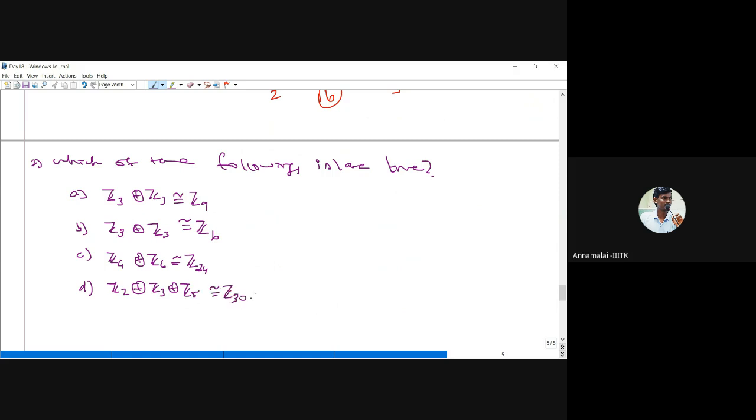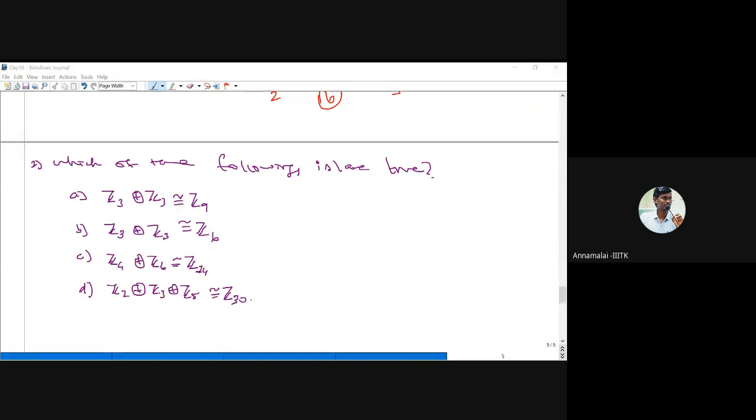Now, what is the correct answer? Please type in the chat box which one is correct. We know the theorem. Does anyone know the answer? Use the previous result. We know that the Cartesian product Zn cross Zm is isomorphic to Z of the product of the two numbers under a certain condition. So what is the correct answer? Anyone?